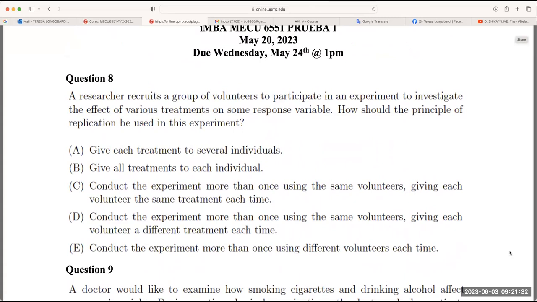A researcher recruits a group of volunteers to participate in an experiment to investigate the effect of various treatments on some response variable. How should the principle of replication be used in this experiment? Give each treatment to several individuals. Okay, so replication is repeating the experiment.